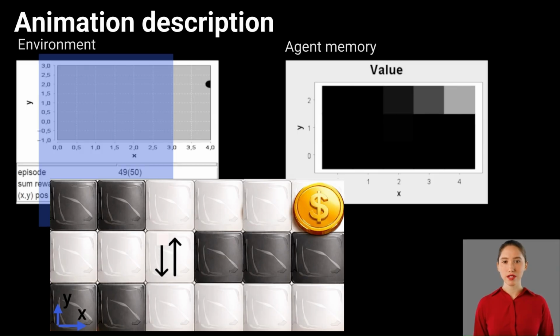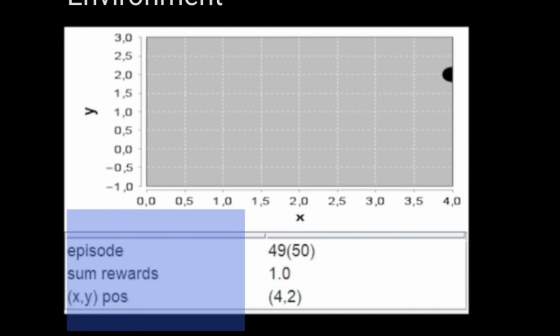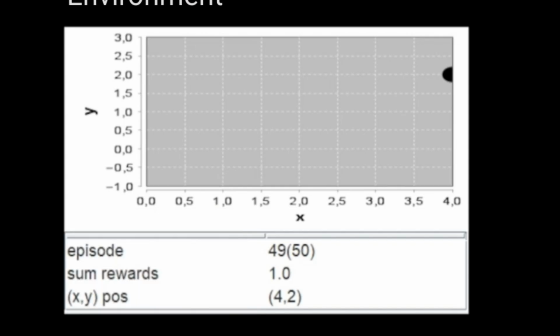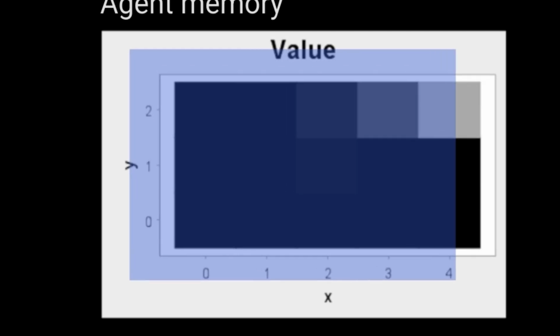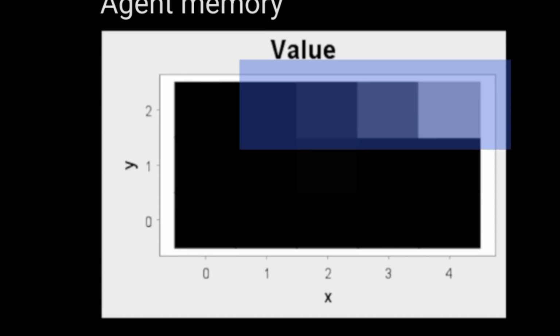The frame on the left represents the environment. The black object denotes the agent position. This frame also displays information such as the number of elapsed episodes. The frame on the right shows the agent's memory, in this problem expressed solely by the value function. Here states close to the coin happen to have a good value.